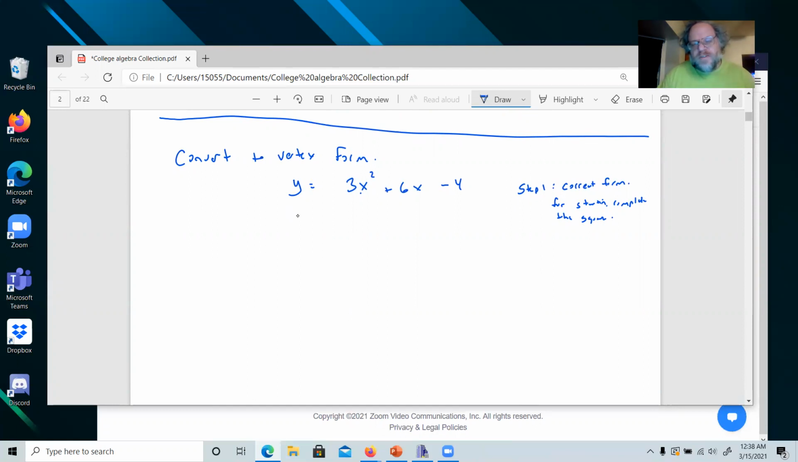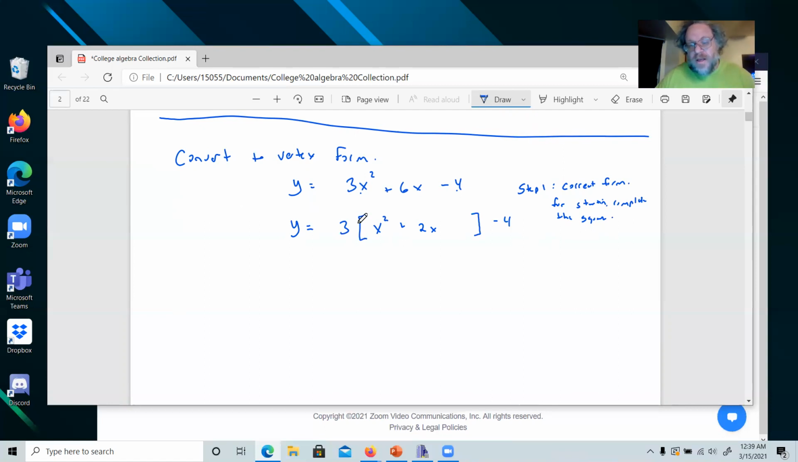And the correct form is this first coefficient has to be a 1. In order to complete the square, this has to be a 1. So what we're going to do is write down 3, and then I'm going to factor. So we have x squared plus 2x. Now, we're just going to sweep this off to the side for a moment, because it's going to confuse things if I try to keep it in. We'll get back to it.